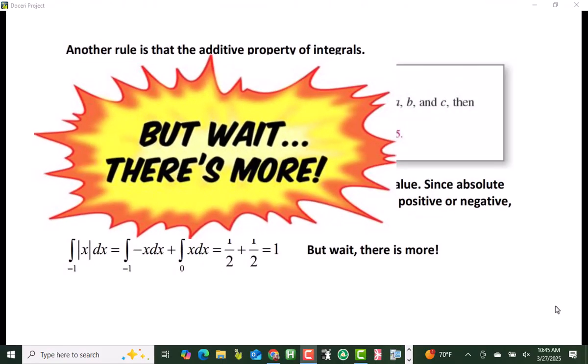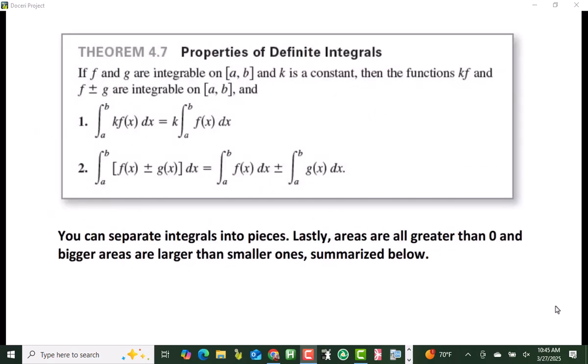Sounds like a late night commercial. Something we might have suspected if we'd stopped to think about it. If k is a constant inside the integral, I can just pull it out. Well, that's what we've been doing on the limit versions. That comes in handy sometimes. And the second one is, if you've got 2 functions added together inside an integral, you can split them, treat them separately. And it reminds us, areas are all greater than 0, and bigger areas are larger than smaller ones.